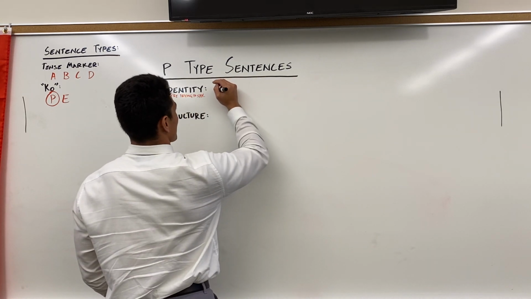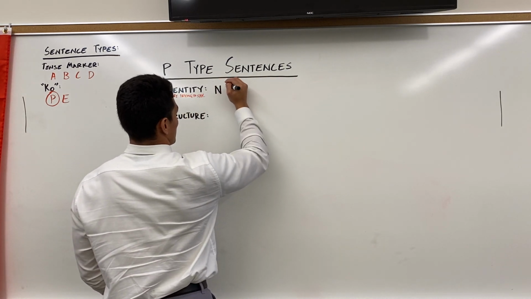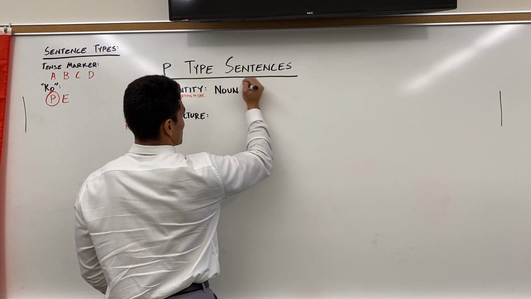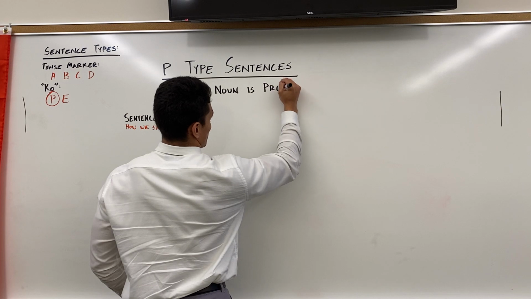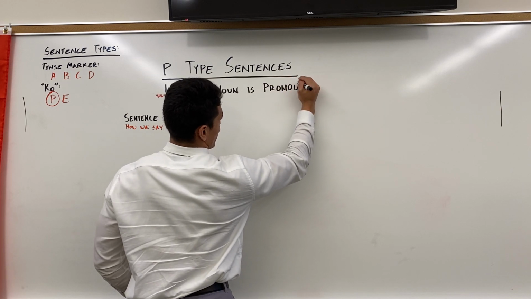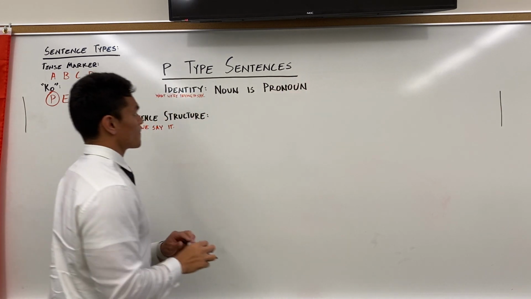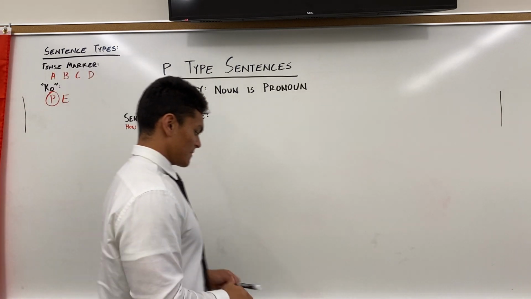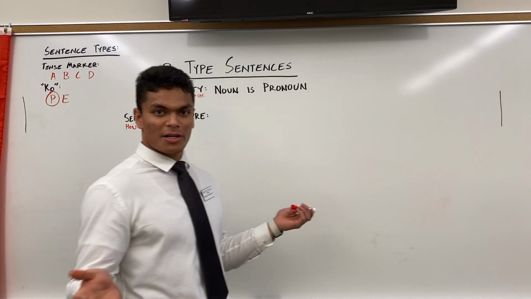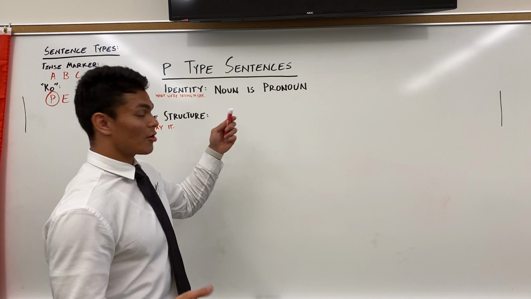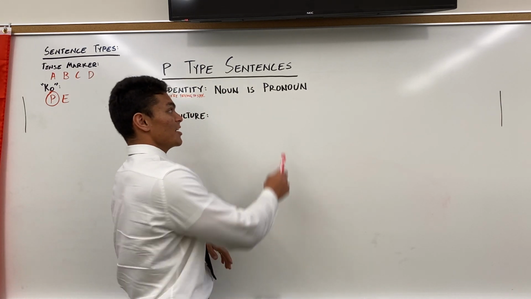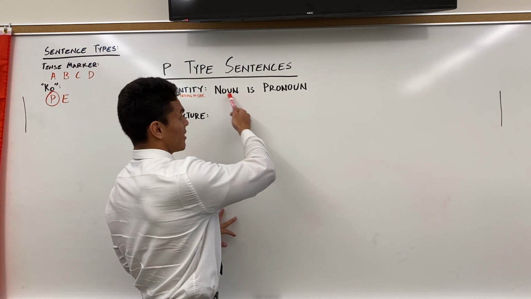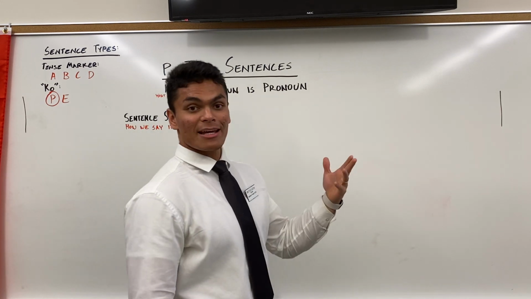All we're trying to say is a noun or nouns is or are pronoun or pronouns. That's what we're trying to say. So we're trying to say John, or I am John. Pronoun is noun. You are a firefighter. He is a doctor.